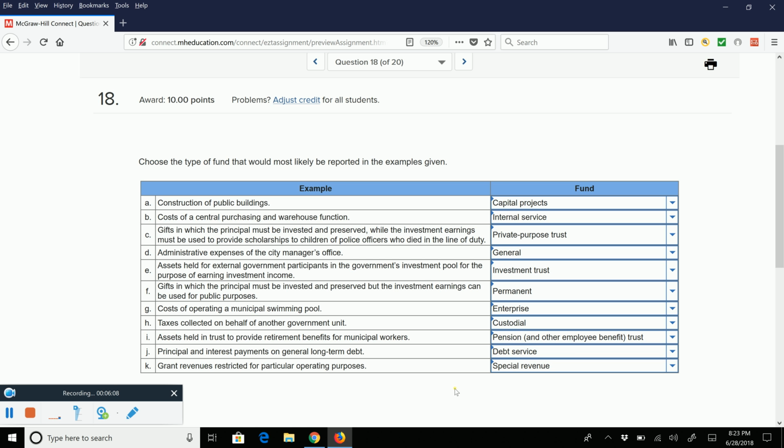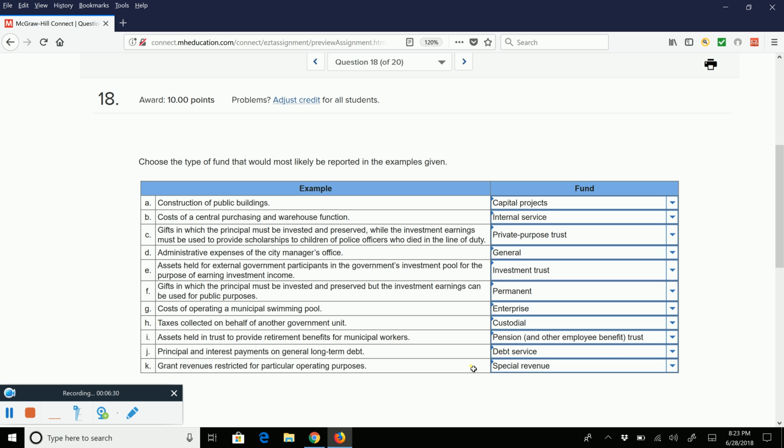Well, in that case, we have a permanent fund. The principal itself must be preserved, which means it must be permanent. We can't spend it. But the investment earnings we can use for the public purpose. That's permanent. All right, let's go back up to D, administrative expenses for the city manager's office. Well, that's as general as it gets, general fund.